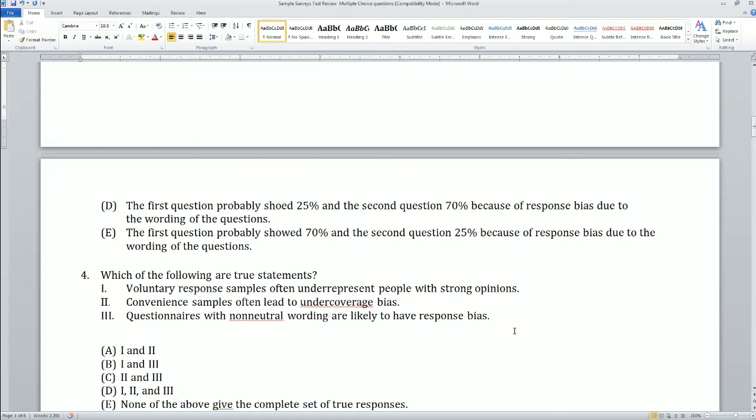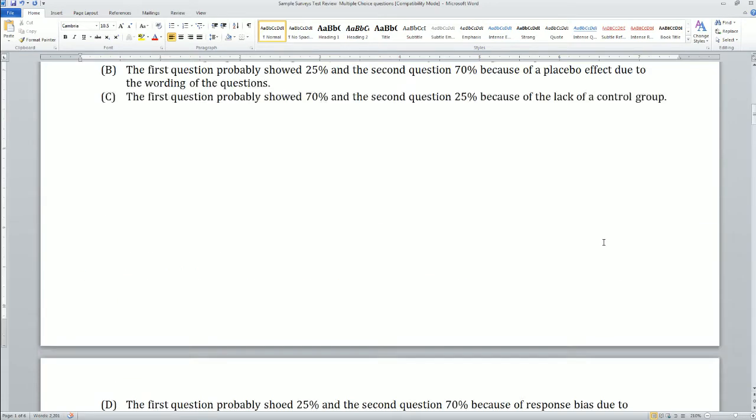The first question probably showed 25%, and the second question 70, because of the response bias due to the wording of the question. The first question probably showed 70%, and the second 25, because of the response bias due to the wording of the questions.